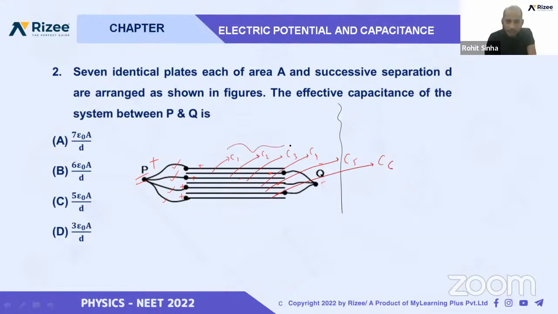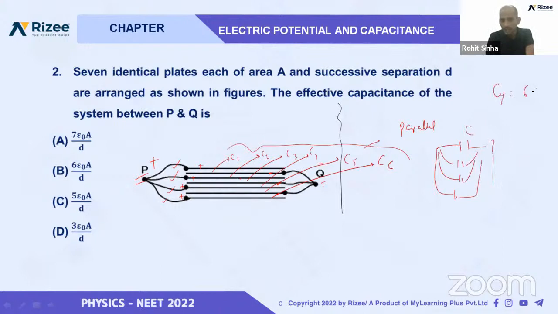We see that we have 6 capacitors and all are in parallel connection. All positive plates are connected on one side and all negative plates are connected on the other side. So 6 capacitances are all connected in parallel combination. We know that in parallel combination, if each has value C, the equivalent will be 6C. That means 6 times the capacitance of one capacitor, epsilon naught A by D. So our answer will be this. I think one person has given the correct answer. Good.